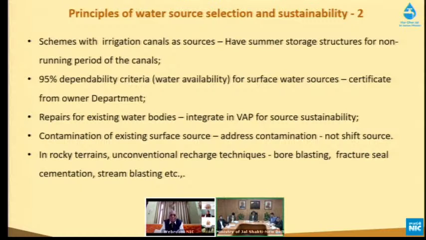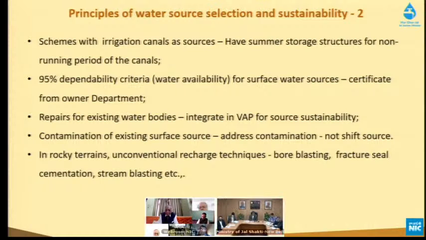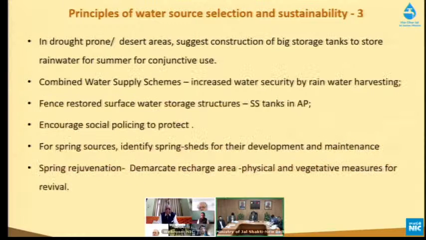In rocky terrains, for groundwater recharge, you have conventional recharge techniques. For your information, the Groundwater Survey and Development Agency of Maharashtra has excellent knowledge on various techniques for recharge, especially in rocky areas. We will be very happy to share the details with you, and you can also directly approach them. The ministry can handhold it. They have a lot of recharge techniques. They are all very big in their own way. If I start explaining them, that will take a lot of time. These are borehole blasting, fracture sealing, cementation, and stream blasting. These recharge structures would help you to maintain your borewells which are located in the rocky areas.